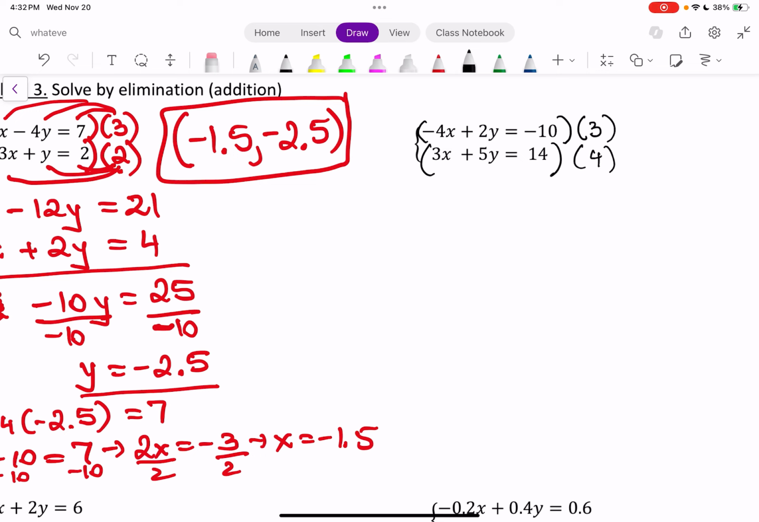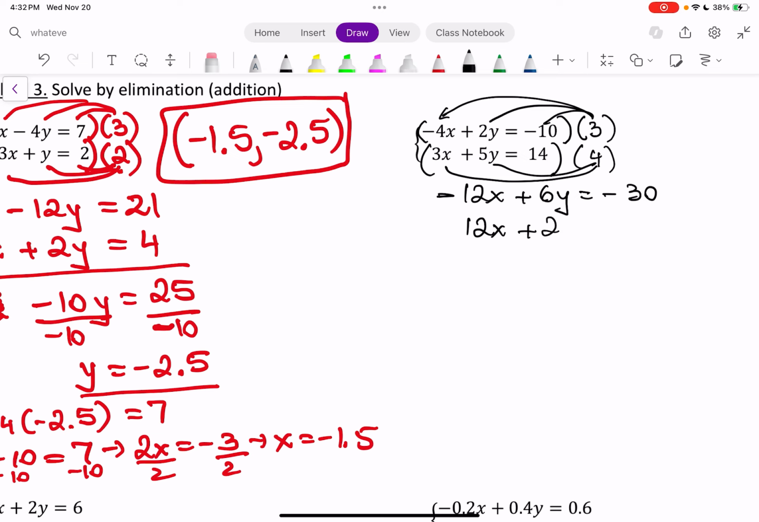So that way 4 times 3 is 12, 3 times 4 is 12, but the top equation has a negative 12. That makes them opposites of each other. So negative 4 times 3 is negative 12x. 2y times 3 is 6y. And 3 times negative 10 is negative 30. Multiply by 4. That's a 56. Okay, so as you see, when we add these two equations, we'll get no x.